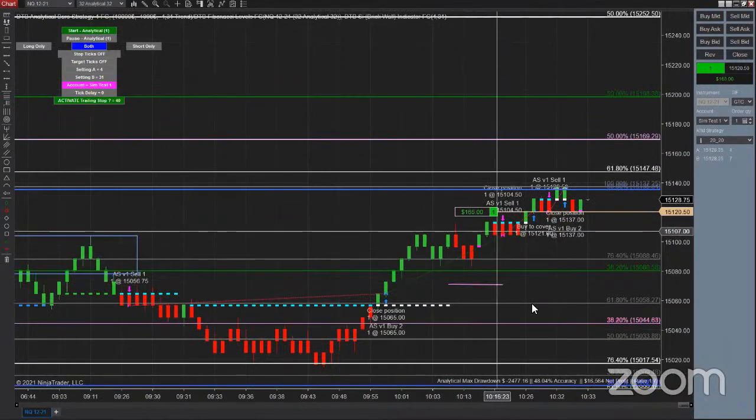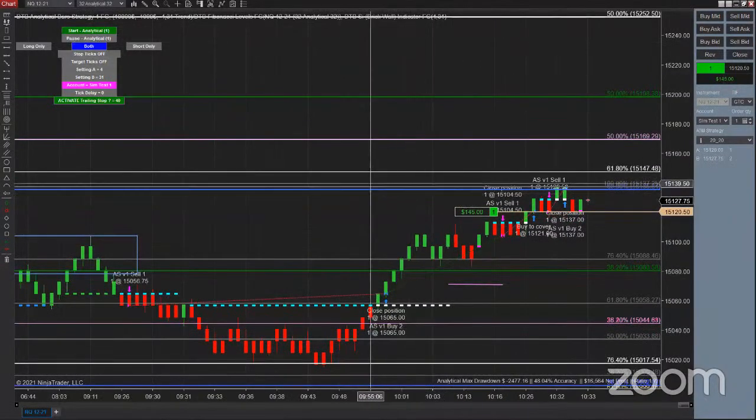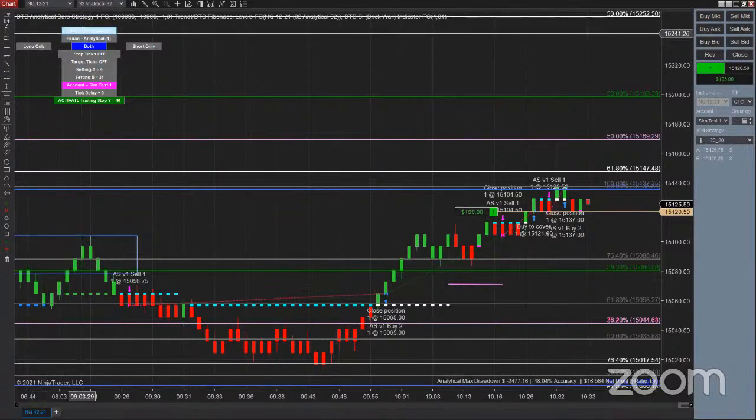So again, we're at a strong Fibonacci level right now. You could decide to pause a strategy around here.